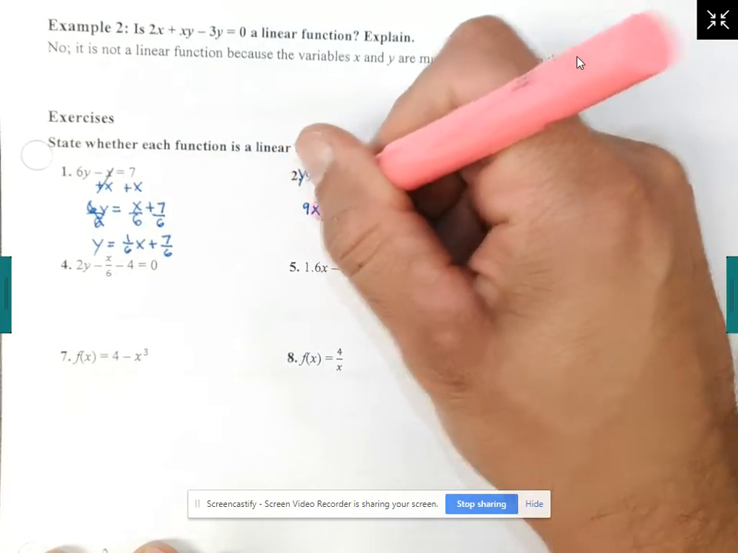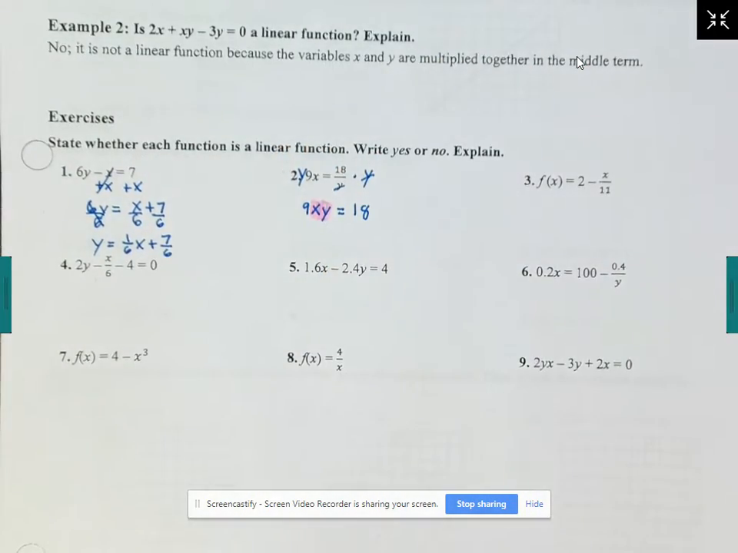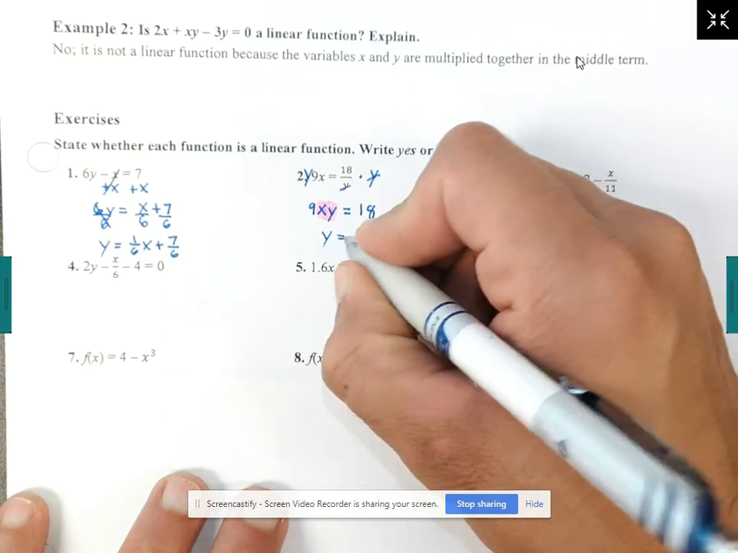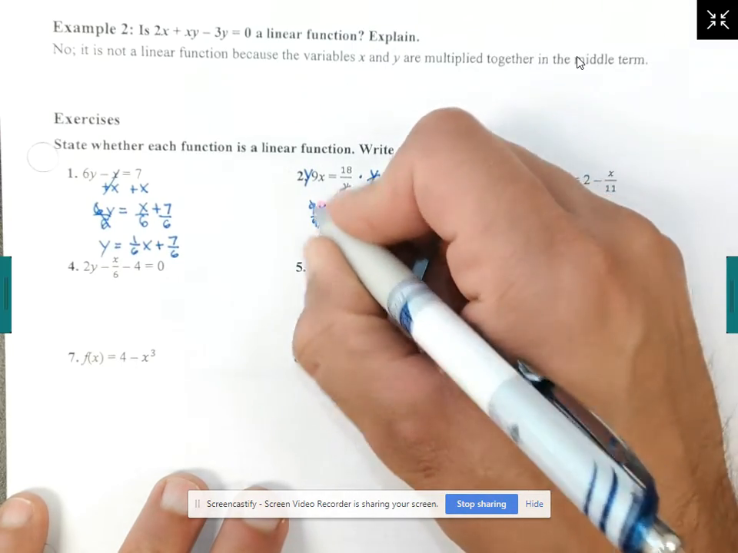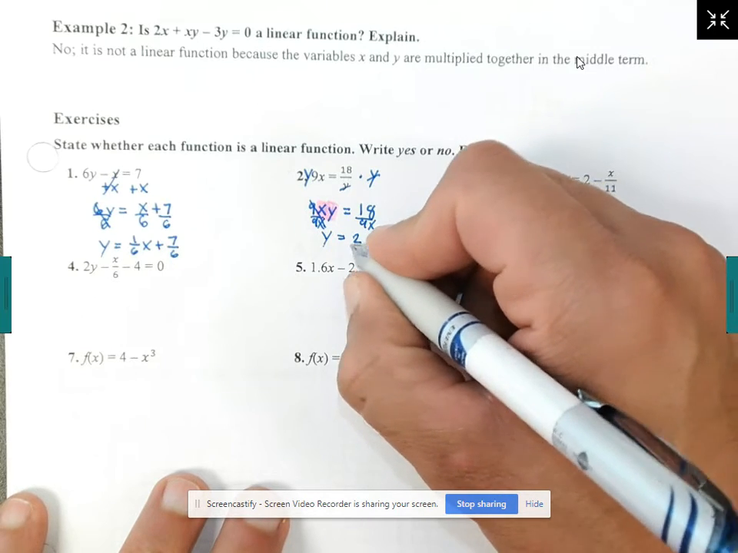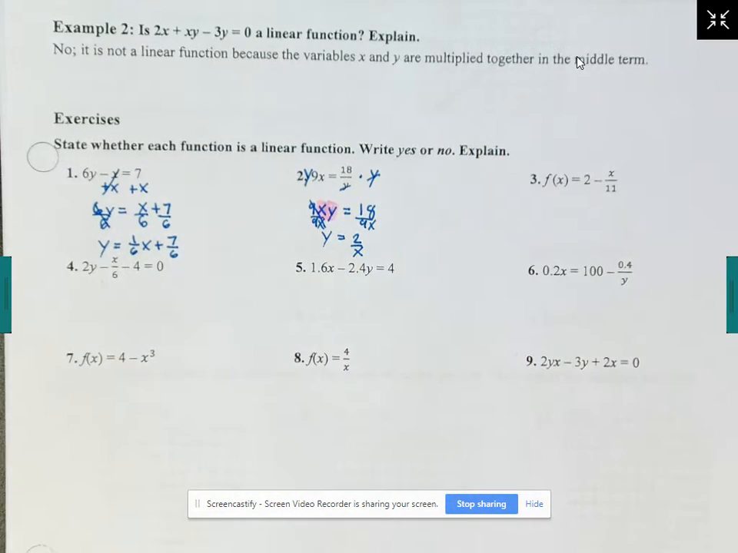a linear function. Because no matter what I do, for example, if I keep solving for y, assuming you had that much skill in it, right? If I solve for y, I would divide both sides by 9x. Okay, so that's going to give me 2 over x right here. And there's nothing I can do. As soon as the x is in the denominator, I'm done. I'm moving on. So this is no.